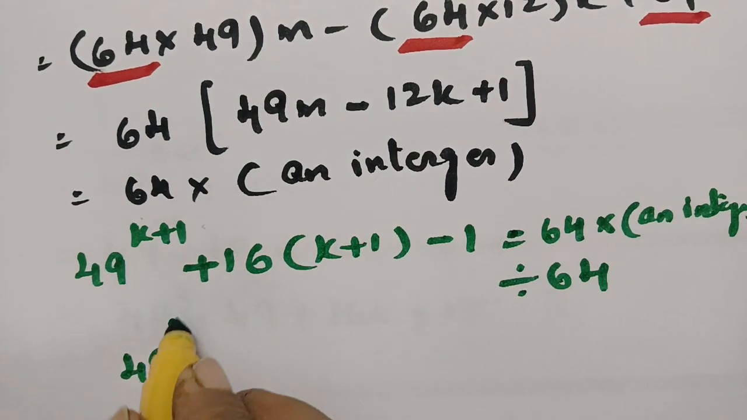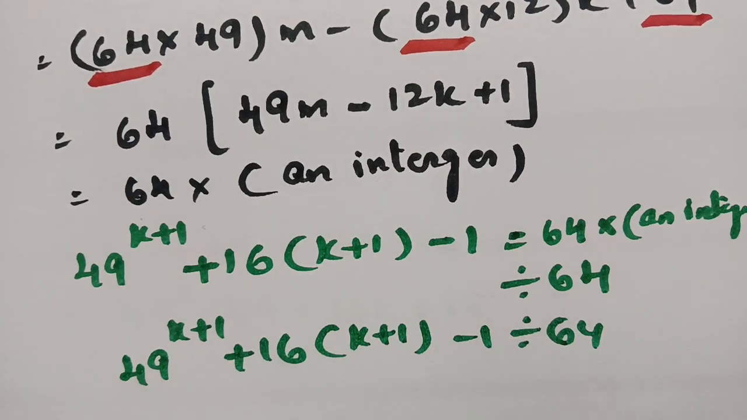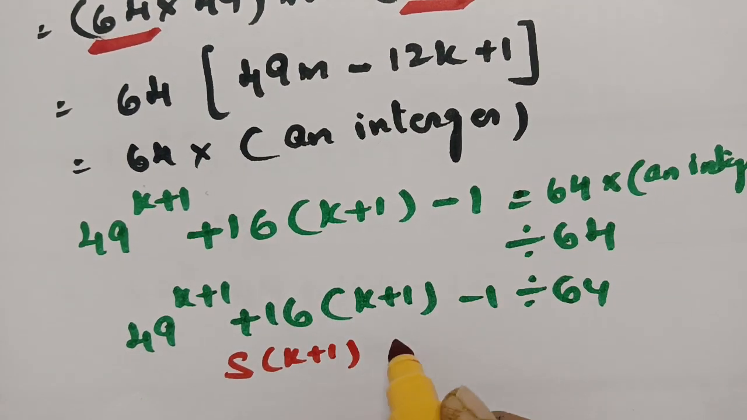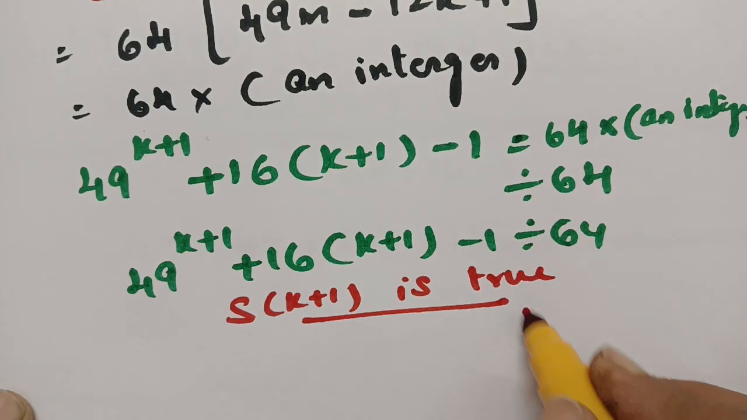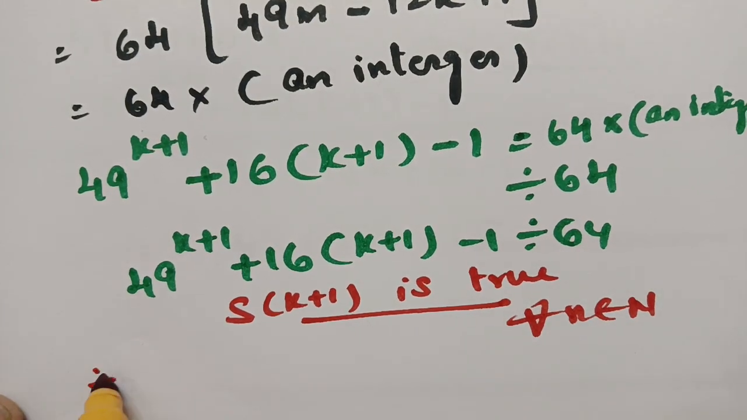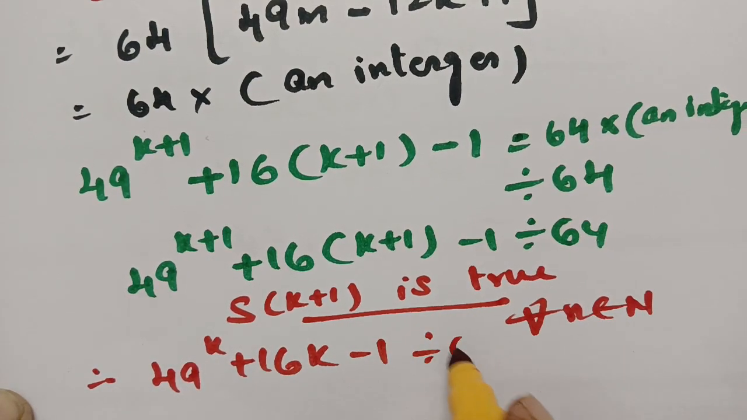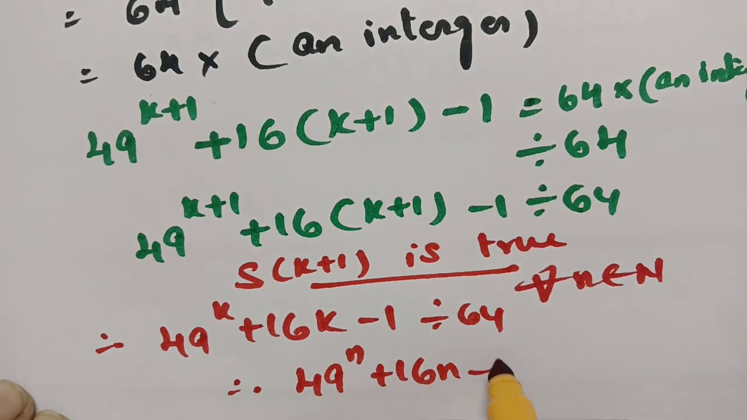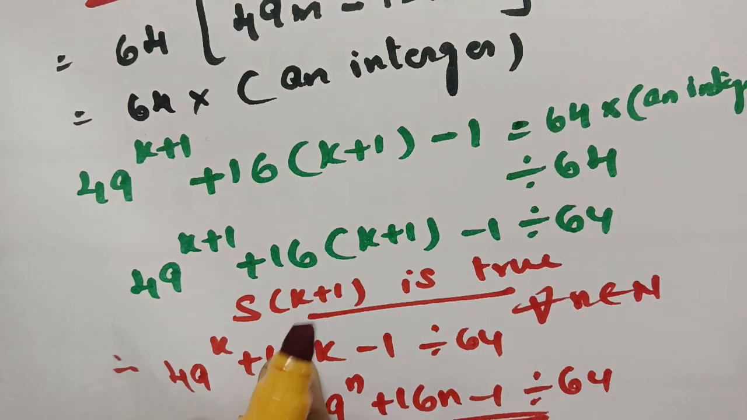So this 49 power k plus 1 plus 16 into k plus 1 minus 1 is divisible by 64. Therefore, S of k plus 1 is true. See, if it is true for n is equal to 1, 2, 3, k plus 1, then we say that it is true for every natural number. And therefore, 49 power k plus 16k minus 1 is divisible by 64. Therefore, 49 power n plus 16n minus 1 is divisible by 64. And this is how we have to use the mathematical induction.